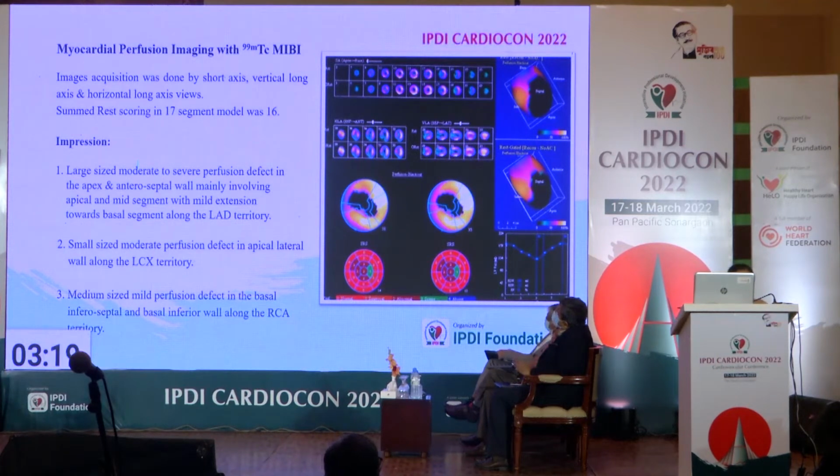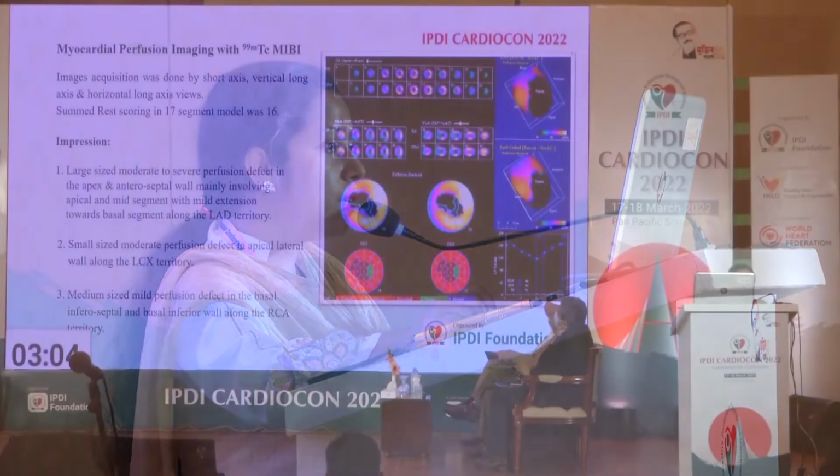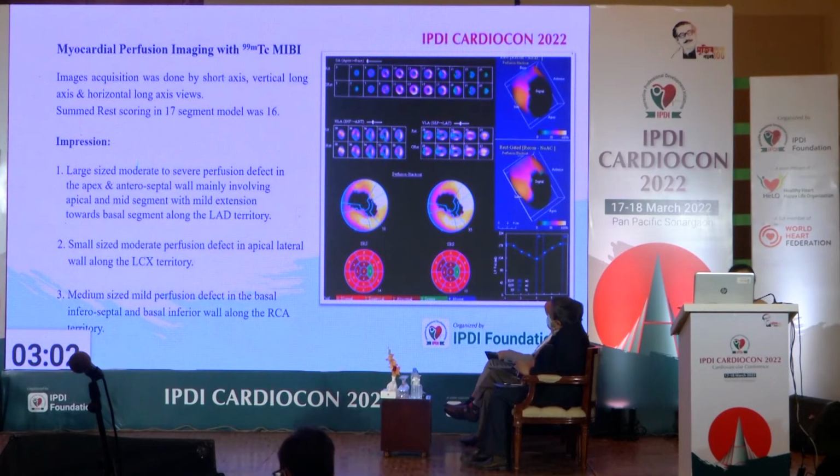Here we can see there is a large size moderate to severe perfusion defect in the apex and anteroseptal wall mainly involving apical and mid segment with basal extension towards the LAD territory. There is a small size moderate to severe perfusion defect in the apical lateral wall along the LCX territory and mild perfusion defect at the basal inferoseptal wall along the RCA territory.